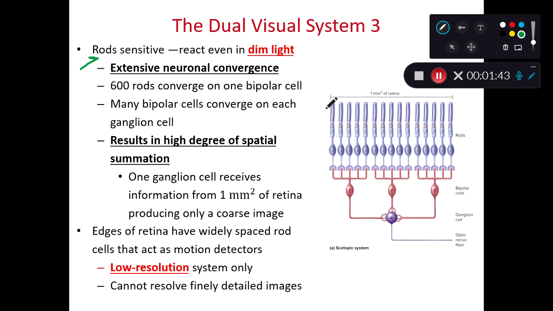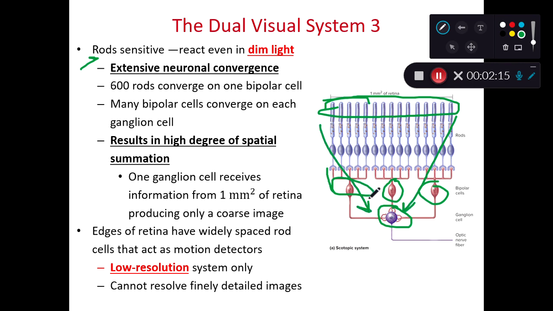When we say neuronal convergence, we're talking about how many rods will ultimately make it to one ganglion cell. So here we have lots of rods. We have multiple rods converging with one bipolar cell. And then we have multiple bipolar cells all converging with one ganglion cell. So in this figure, we have 1, 2, 3, 4, 5. Looks like I'm estimating about 15 rods all converging to the same ganglion cell.